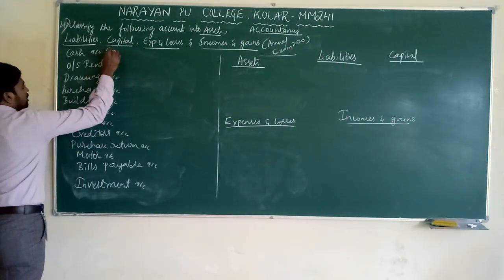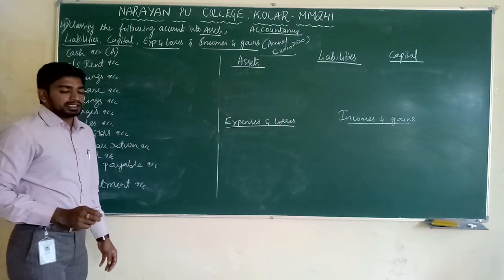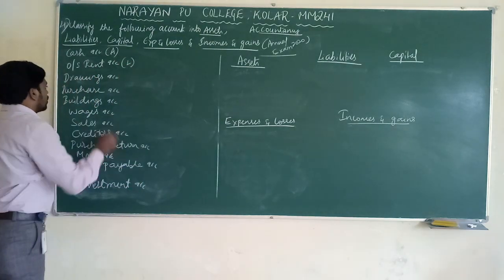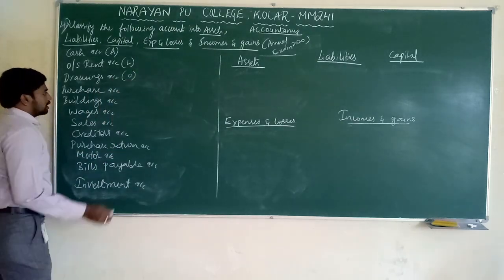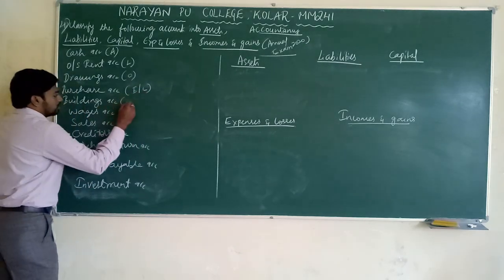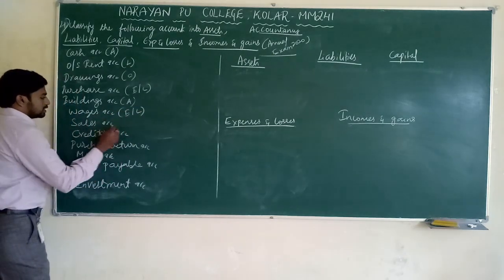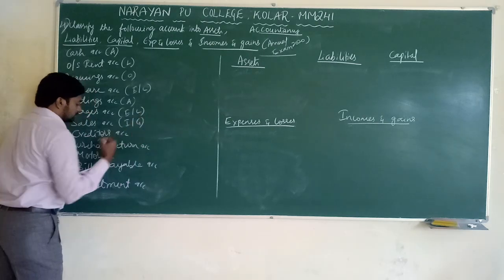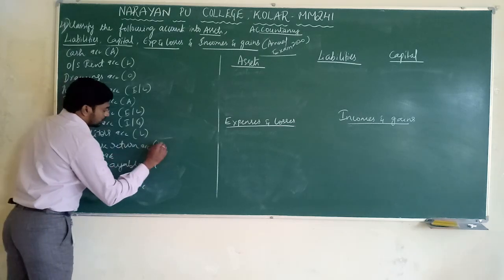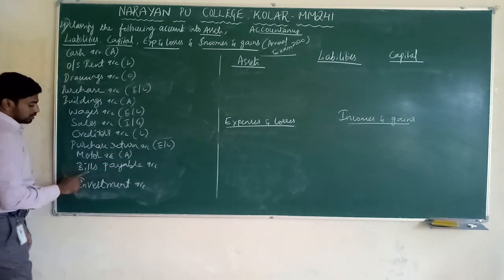Cash account, consider assets. Outstanding rent account. Outstanding rent is nothing but outstanding expenses. It comes under liability. Drawings account comes under capital. Purchase account comes under expenses and losses. Buildings account is an asset. Wages account, expenses and losses. Sales account, incomes and gains. Creditors account comes under liability. Purchase return account, expenses and losses. Motor account comes under assets.